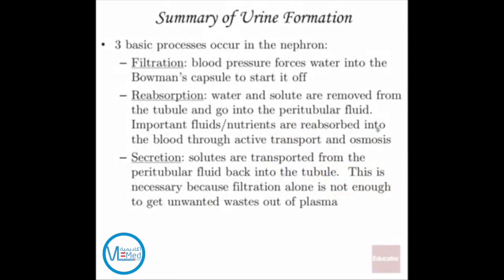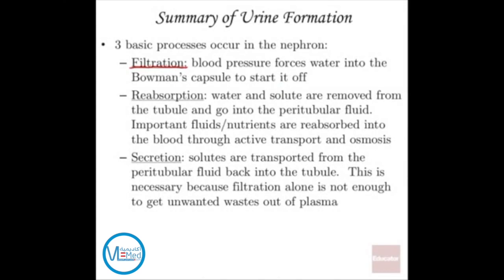All right, so summary of urine formation. Three terms that you need to keep in mind. Three basic processes, and the first one is filtration. That's mainly what's going on with the glomerulus, that collection of capillaries, and the Bowman's capsule. So blood pressure forces water and some other solutes into the Bowman's capsule to start it off. So that's the initial filtration from out of your blood.